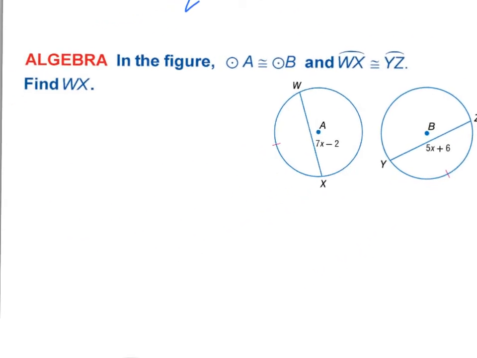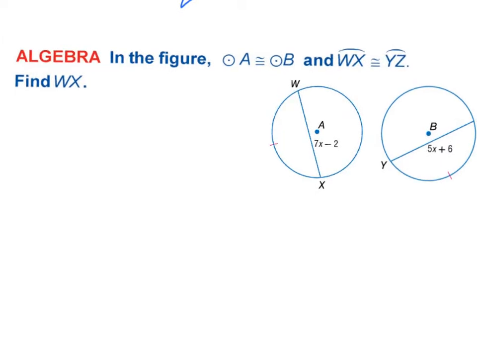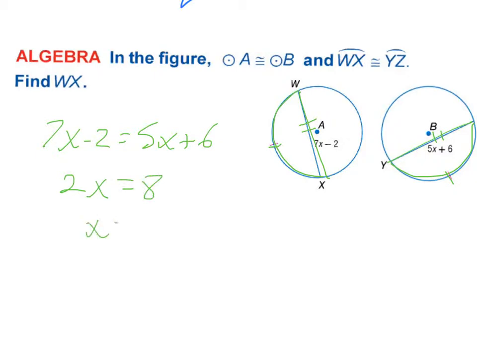Here's our first one. We have two congruent circles. We have information that says that the arcs are congruent. So if the arcs are congruent, then the corresponding chords are also going to be congruent. So we can set those equal to each other. 7x minus 2 is equal to 5x plus 6. 2x, solve for x, equals 4.